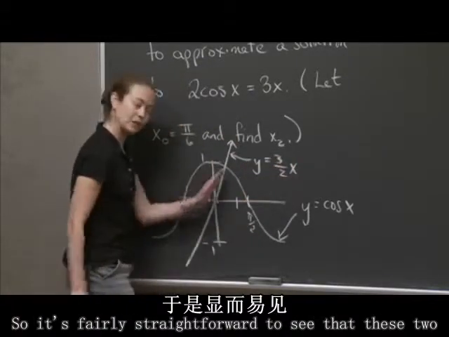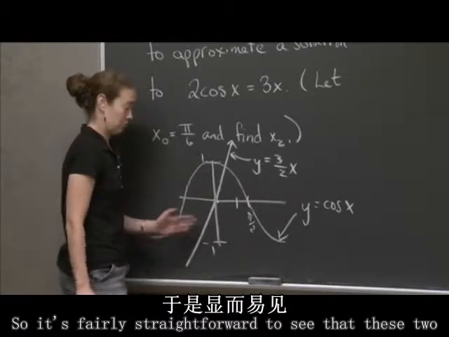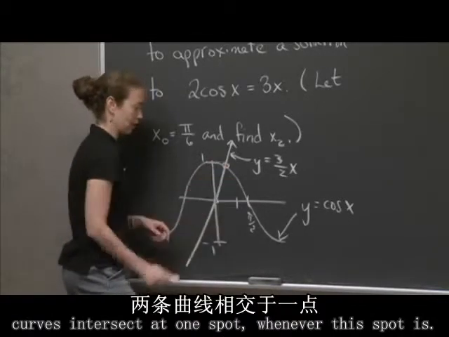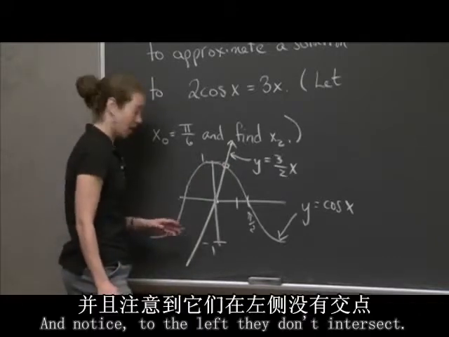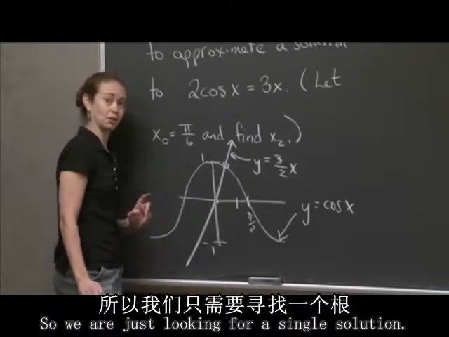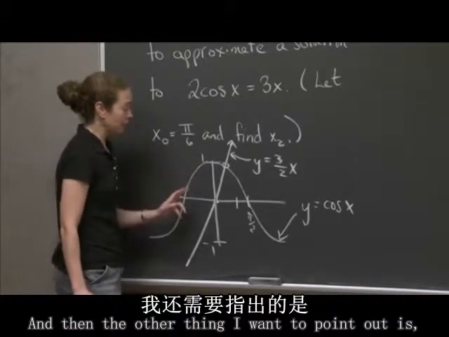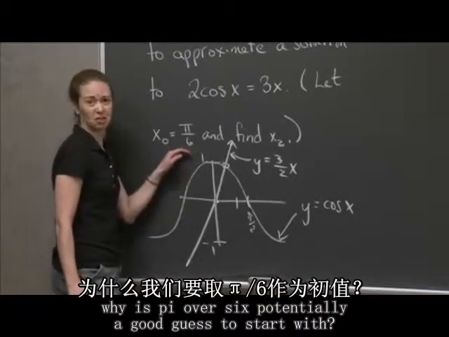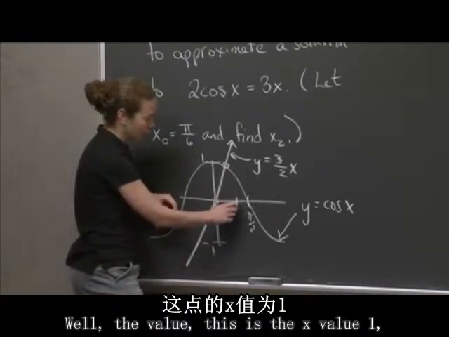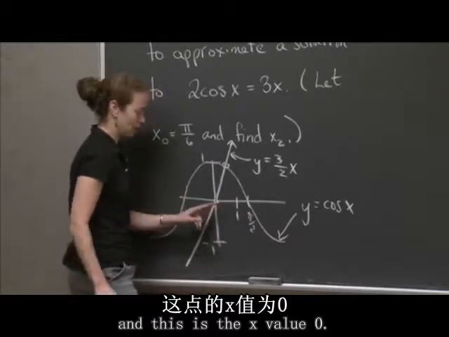So it's fairly straightforward to see that these 2 curves intersect at one spot, whatever this spot is. Okay? And notice to the left they don't intersect. So we are just looking for a single solution. And then the other thing I want to point out is why pi over 6 is potentially a good guess to start with. Well, this is the x value 1, and this is the x value 0.